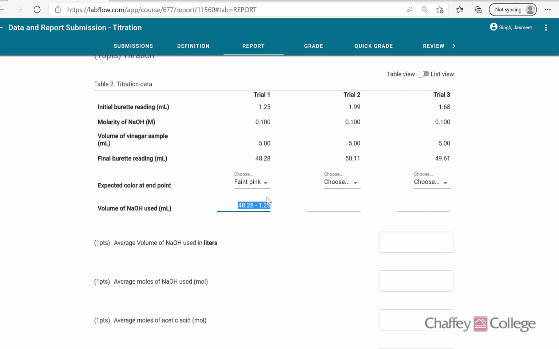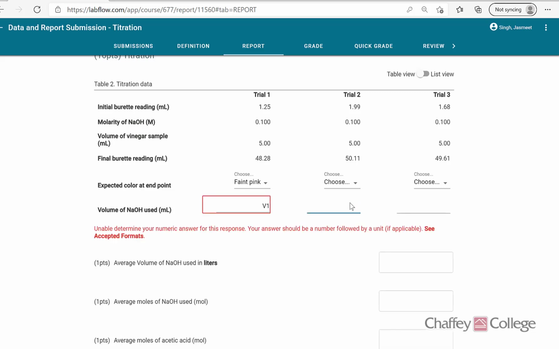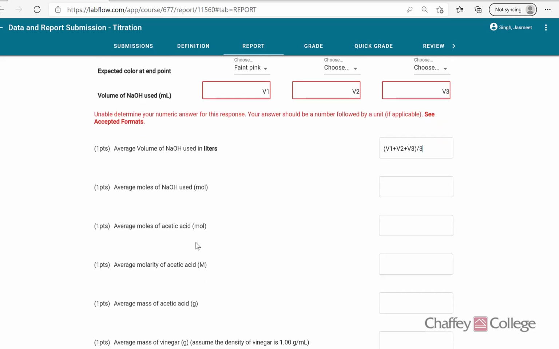Imagine that this answer comes out to be V1, this is V2 and this number is V3. Then the average is, make sure you use parentheses, V1 plus V2 plus V3, whatever those numbers are, add them up, use parentheses, and then divide by 3. This formula will give you the average.